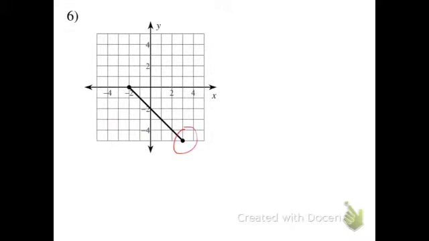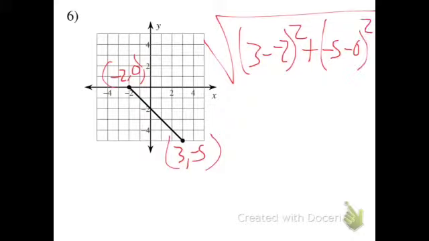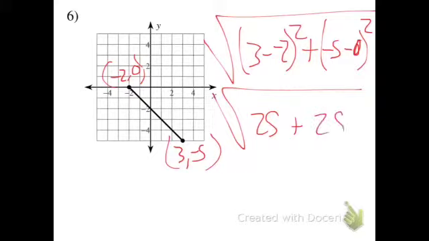Moving on to 6, over here on the right side, that's x2, y2. You have coordinates of 3, negative 5. And on the left side, you got coordinates of negative 2, 0. Plugging those into our lovely equation, you got 3 minus negative 2. Square that guy. I'm going to add negative 5 minus 0 squared. 3 minus negative 2 is 5. Square that, you're going to get 25. And negative 5 squared is positive 25. So you got a square root of 50. Plug that into your lovely calculator, you're looking at approximately 7.1.